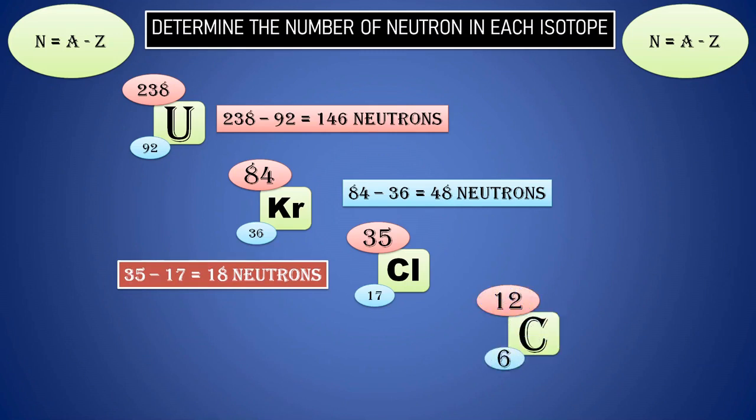Similarly, carbon 6-12. This is another isotope of carbon. Its atomic number is 6 and mass number is 12, and the number of neutrons present is 12 minus 6, that is equal to 6 neutrons. So these are different isotopes, and each isotope has a different neutron number, and the neutron number can be calculated by using the formula N equal to A minus Z.